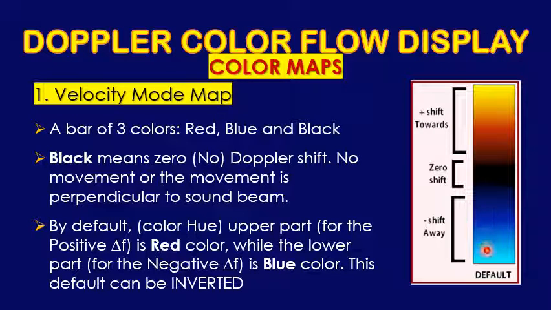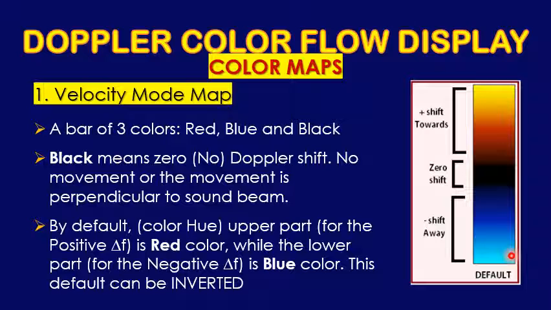The same applies to the lower part of the bar. The lower part of the bar has blue color and all its hues. So we have dark blue and light blue, and in between we have intermediate blue. This dark blue represents flow away from the transducer at a lower velocity. If the vessel shows you light blue, what does it mean? It means the flow is away from the transducer but traveling with a higher velocity.